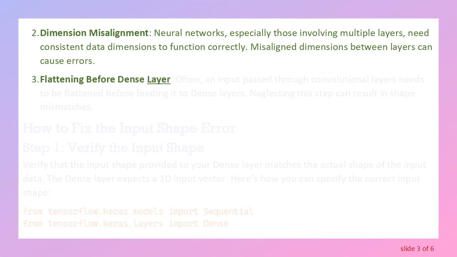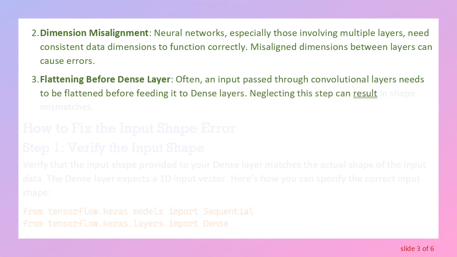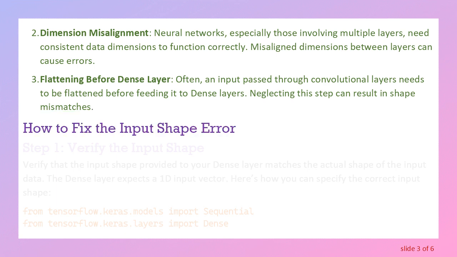Flattening before dense layer. Often, an input passed through convolutional layers needs to be flattened before feeding it to dense layers. Neglecting this step can result in shape mismatches. How to fix the input shape error.